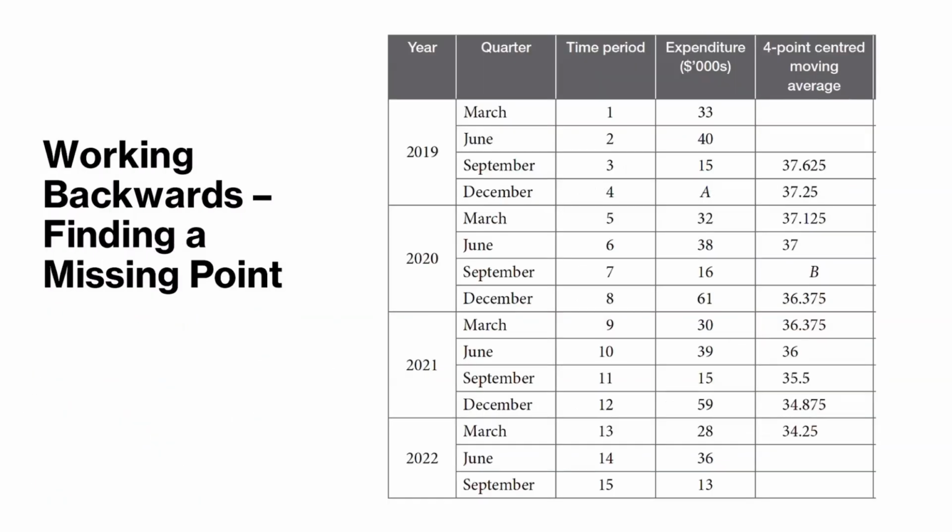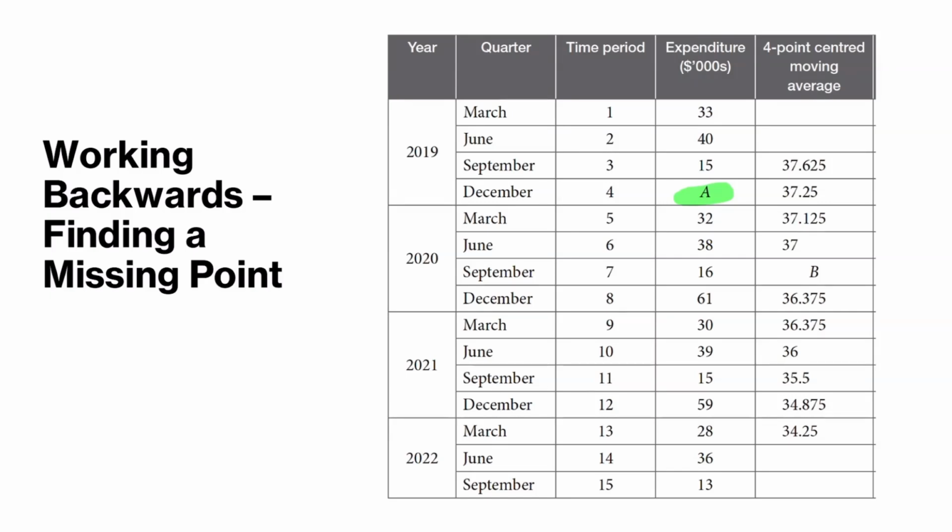Okay, now let's flip it. You're given a centered 4-point moving average and you need to find a missing original value. We need to find the value A. So we want to know how much expenditure there is in thousands of dollars based on the given 4-point centered moving averages. Some of the values are given around it, and we need to find the expenditure in December of 2019. Because it gives us the centered 4-point moving average, we essentially can set up an equation that will help us solve for the value of A.